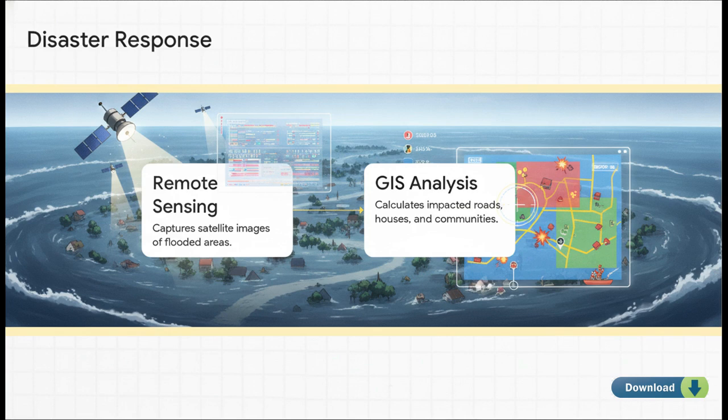Step 1, remote sensing springs into action. Imaging satellites passing overhead capture immediate high-resolution imagery of the newly flooded areas, showing emergency services exactly where the storm surges have spread. Then comes Step 2.